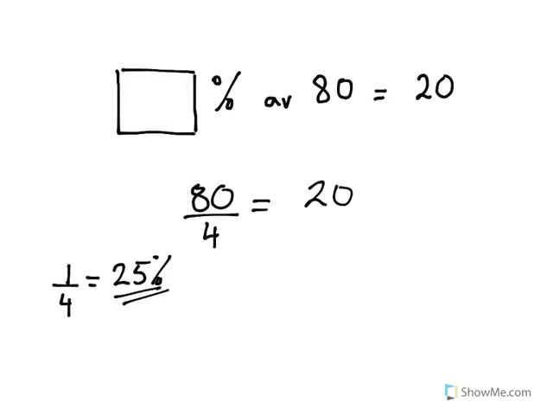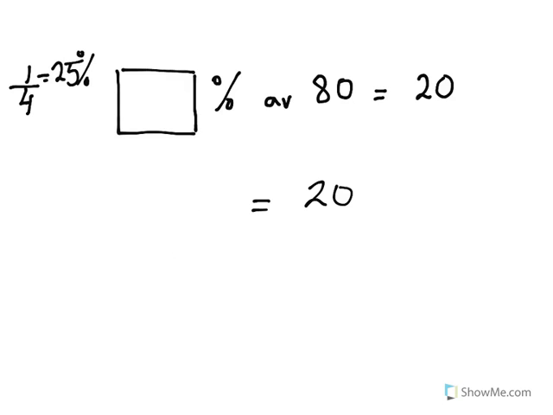So you could work it out like that, just by saying, okay, I know that it has to be a quarter, and I know that a quarter equals 25%. So you can actually work out percentages by knowing your fraction or your decimal equivalent.